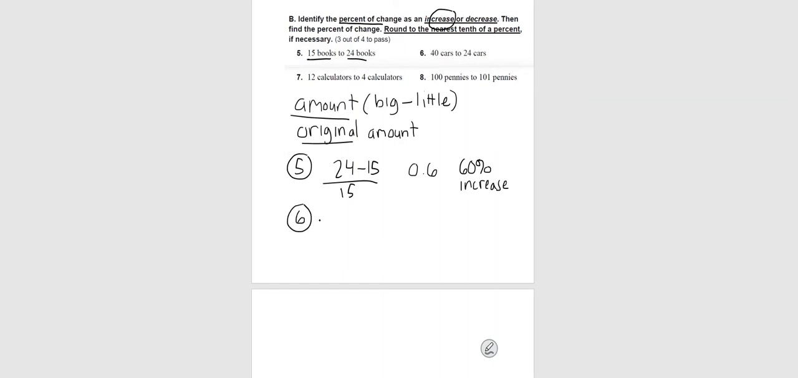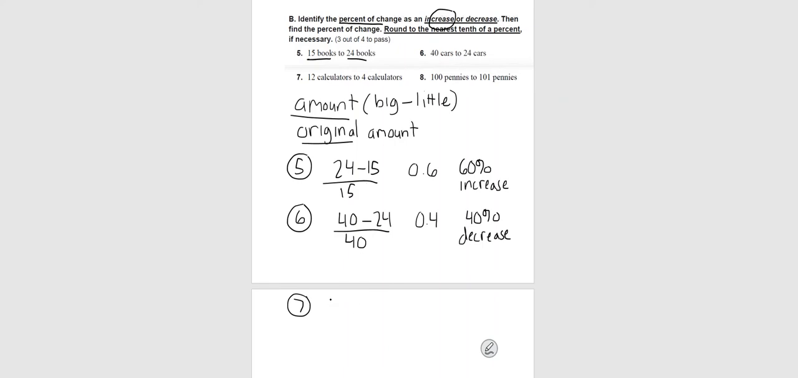Okay, on number 6, we went from 40 cars to 24 cars. So we would do 40 minus 24, and then we would divide by 40. Remember, you take your big number minus your little number, you divide by your starting number or your original amount. So 40 minus 24 is 16. 16 divided by 40 is 0.4, and we need to change this to a percentage. So this would be 40%, and then because we went from 40 to 24, this one would be a decrease, 40% decrease.